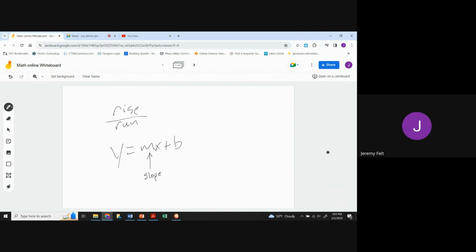Why do we use m? I don't know. And then b is our y-intercept, or where we cross the y-axis.